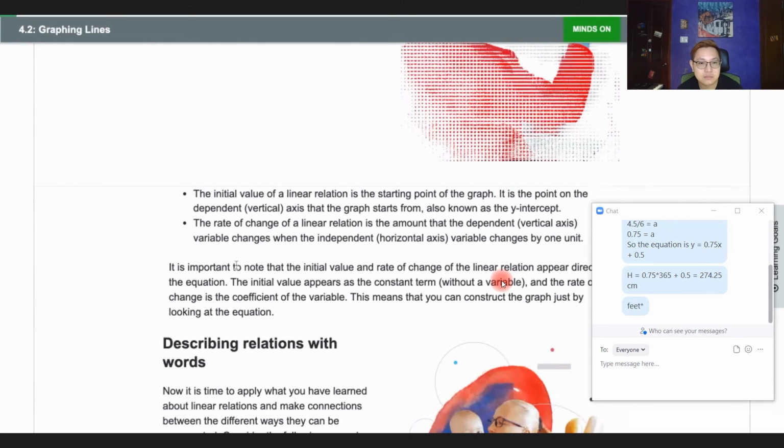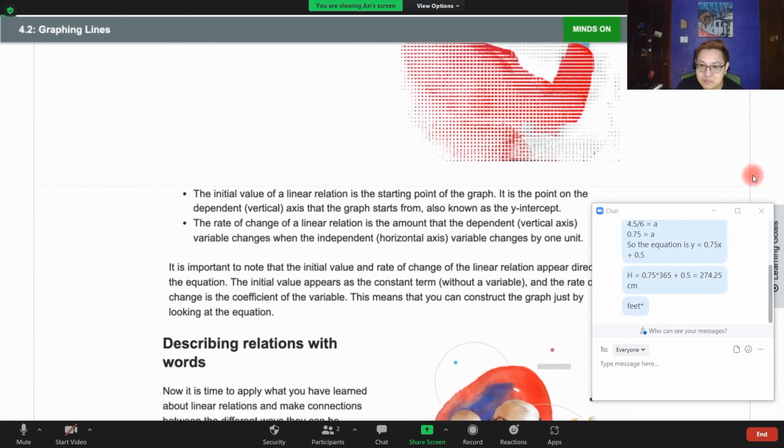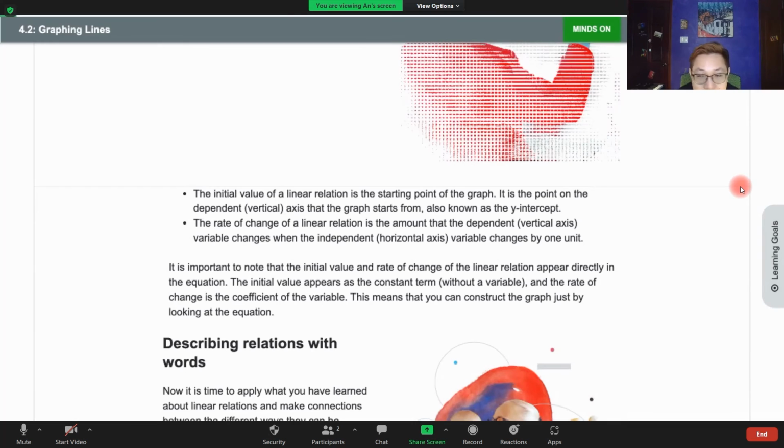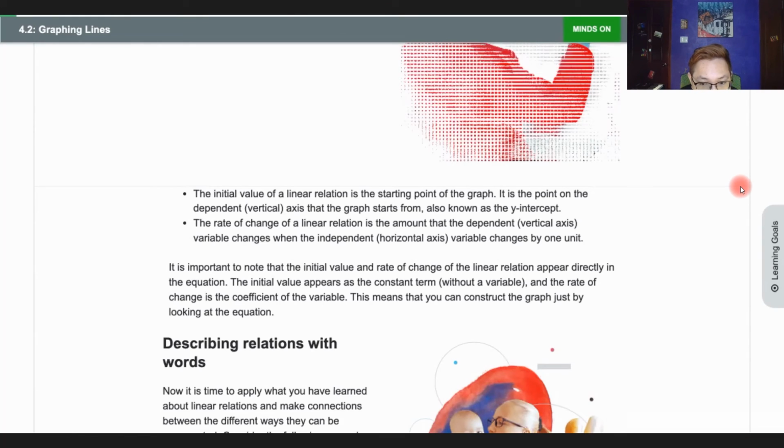It is important to note that the initial value and rate of change of the linear relation appear directly in the equation. The initial value appears as the constant term without a variable, and the rate of change is the coefficient of the variable. This means that you can construct the graph just by looking at the equation.